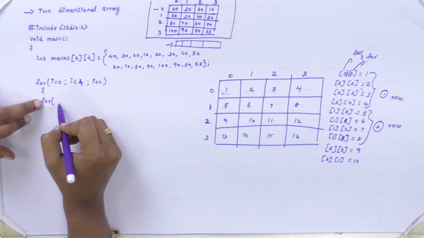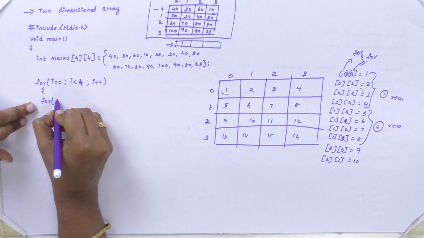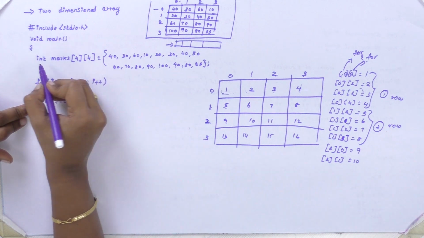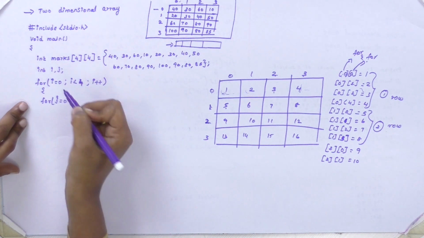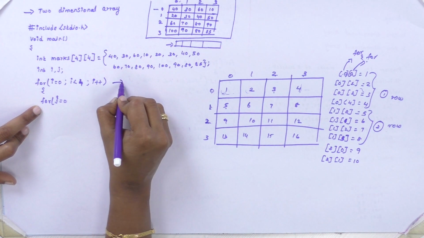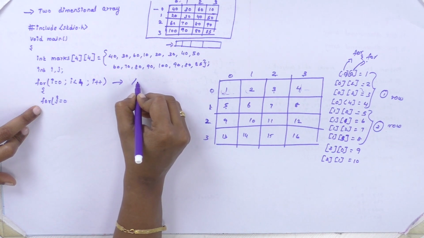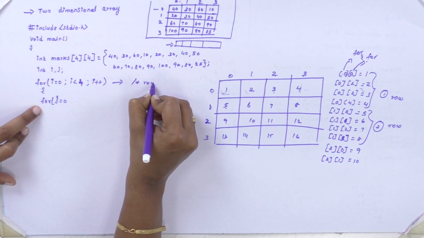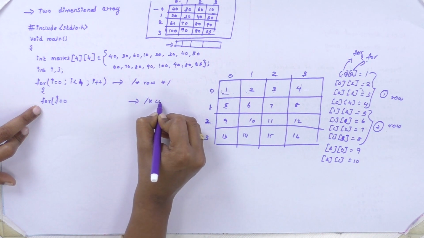After that I have to write the for loop for columns. So I am using the j variable, j equal to 0. Before that you have to declare these two variables, that is very important. Then this for loop represents rows and this one represents the columns.